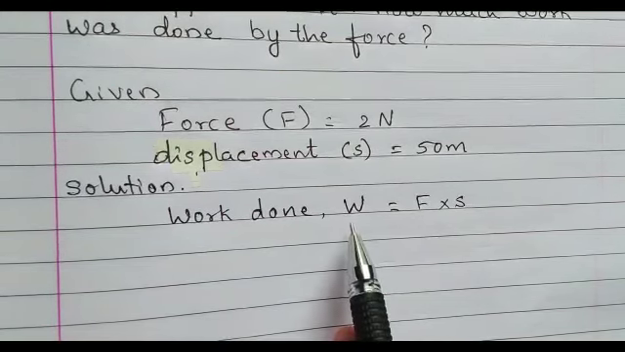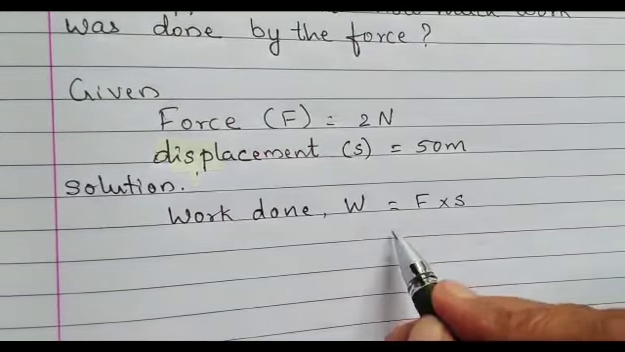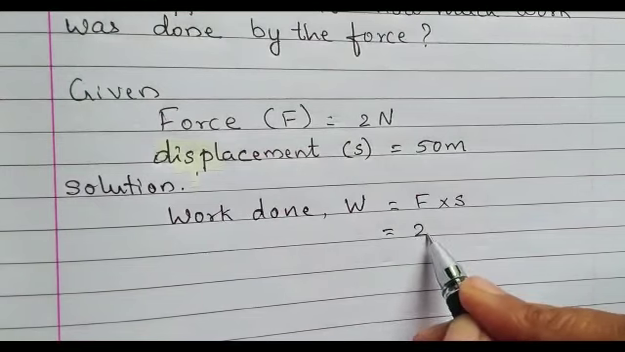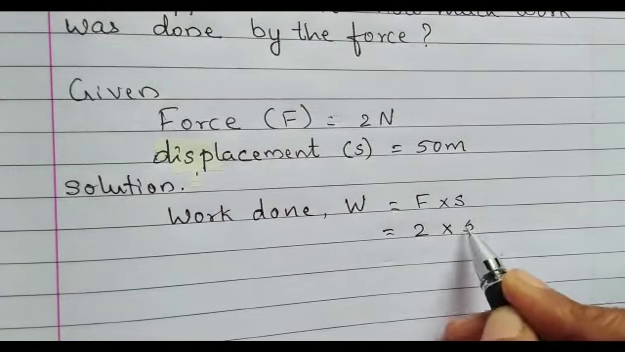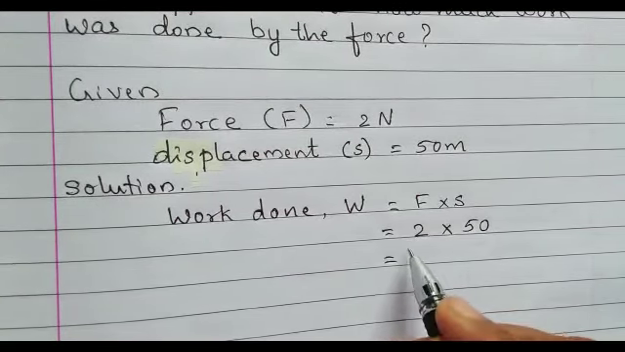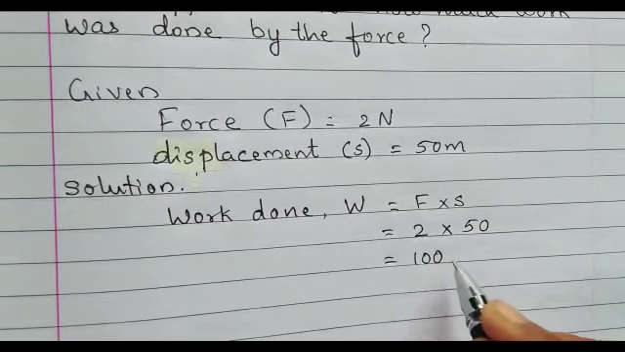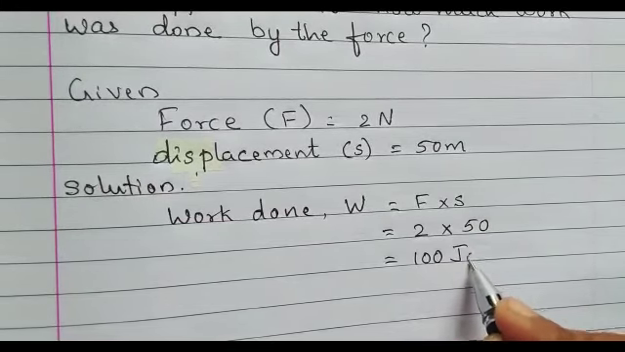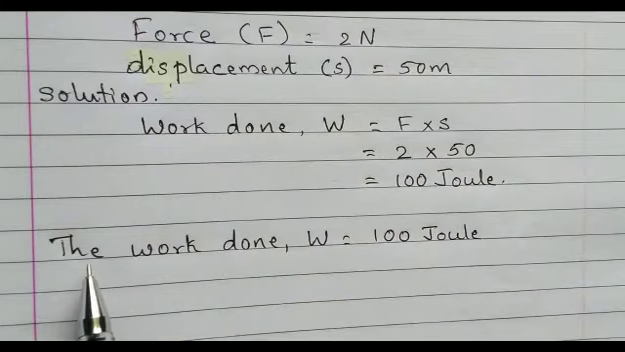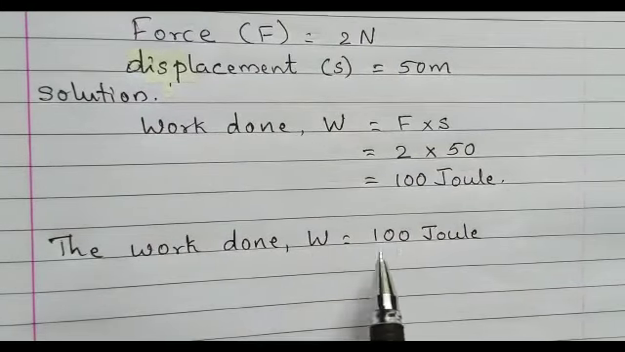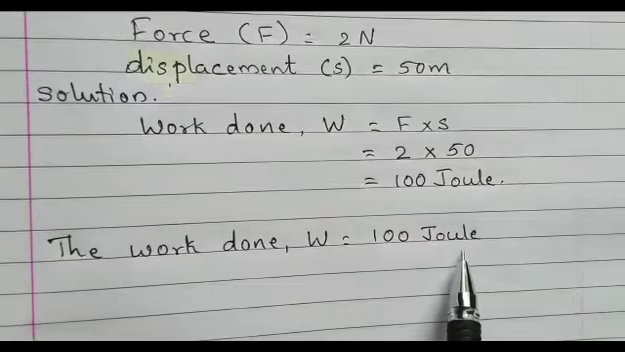Work done W is equal to F into S. F is how much? 2 Newton multiplied by 50. That's equal to 100. What is the unit? Yes, 100 joule. The final answer will be the work done W is equal to 100 joule.